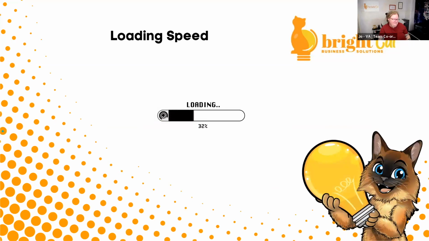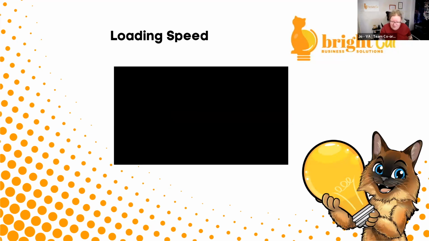Loading speed. Optimize your landing page for faster loading times. Slow loading pages can lead to high bounce rates and lower conversion rates. Don't put too many of those giant pictures or videos on. If you're going to do that, and they are absolutely huge files, stick them through a TinyPNG or something like that first.